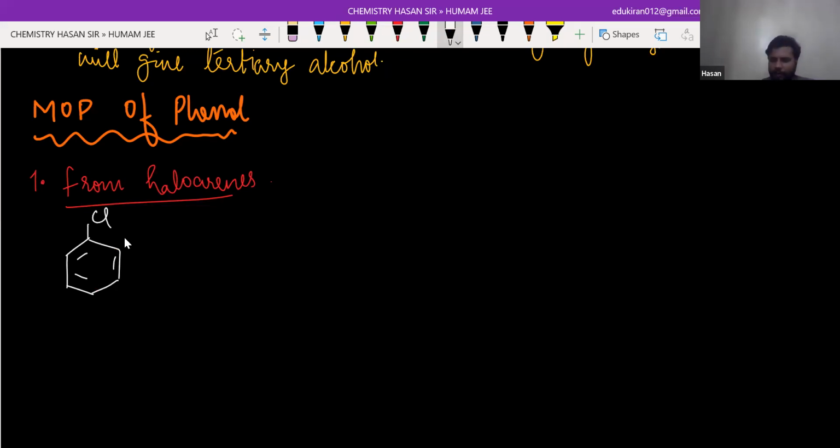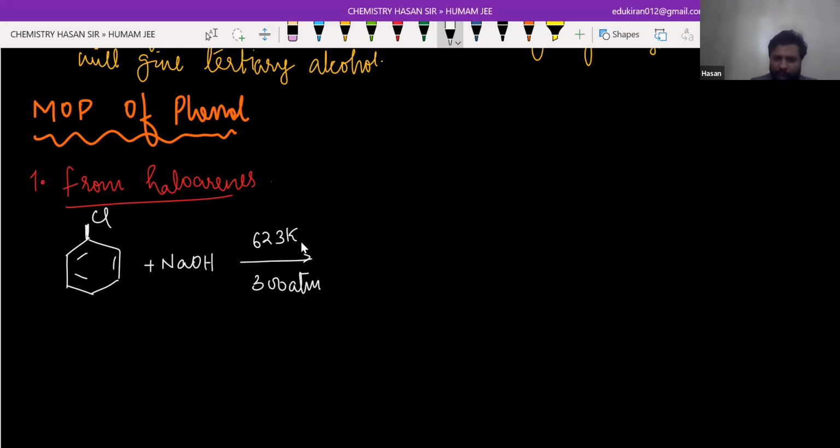So first what I'm going to do, I'm going to react this with NaOH in the presence of very high temperature, 623 Kelvin and 300 atmosphere. As you know, haloarene does not undergo nucleophilic substitution at room temperature because it would lose its aromaticity, and also there is double bond character as well as phenyl cation.